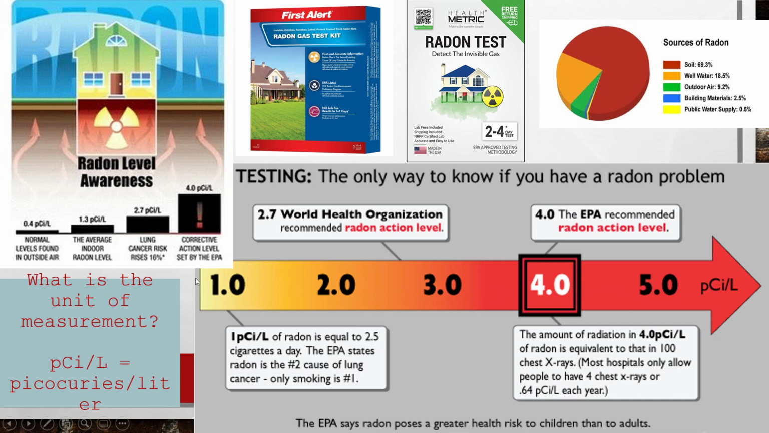This is just an idea of the testing to know how high the radon levels are. Usually a level of about 1 is the equivalent of 2.5 cigarettes a day. It's not good. It's the number 2 cause of lung cancer, right behind smoking. Typically, if you hit a radon level of 2.7 or higher, the WHO recommends that some action be taken to reduce the radon level. And then 4.0 is the EPA's recommended action level. This would be the equivalent of about 100 chest x-rays, and typically a hospital only lets you have 4 per year.